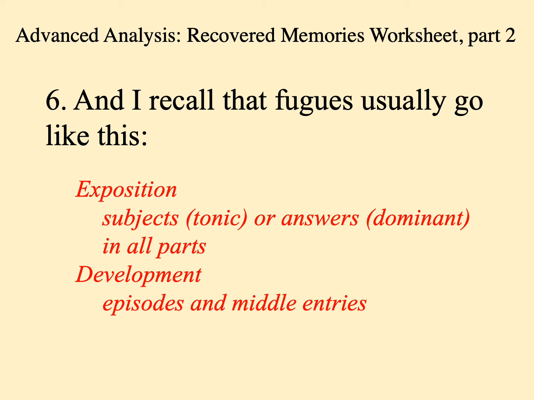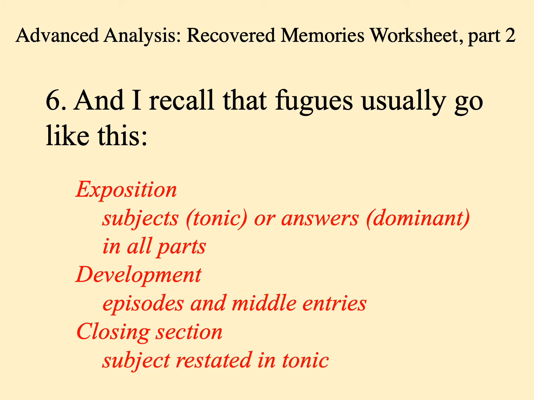And a middle entry is usually a complete statement of the subject in a key that's not the tonic or the dominant. So if you have a fugue in C major, then in the exposition, the subjects will be stated in the key of C, the answers will be stated in the key of G, and in our development section, our middle entries might show up in keys like A minor or D minor or F major or some related key. And the final thing that happens in a fugal work is the closing section, which is where we hear the subject restated in the tonic key.